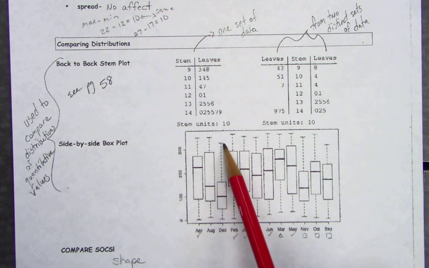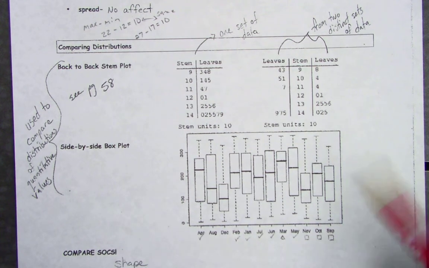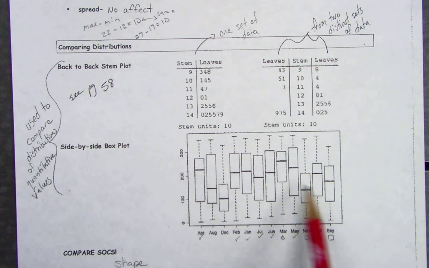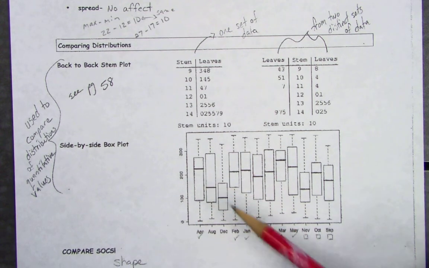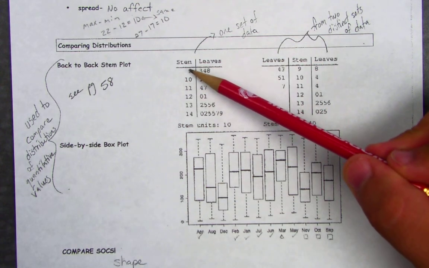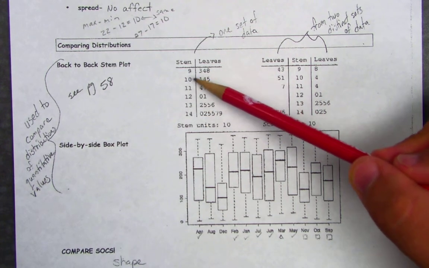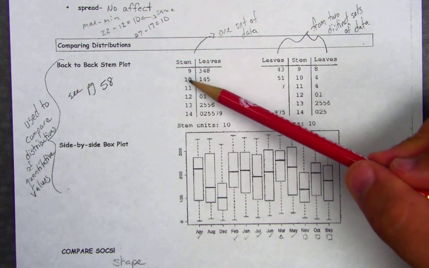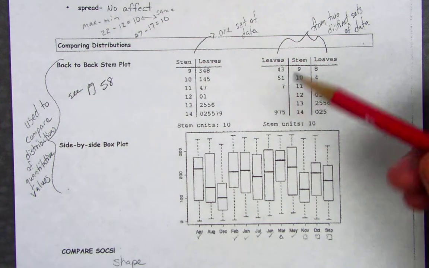This has a lower maximum than most of the rest, and this one too also has a lower minimum. So we can compare medians, interquartile ranges, which are the size of the box, minimums and maximums right on the spot. Now with back-to-back stem plots, here's what we have. Here's a regular one with stems of 9 and leaves over here. So we got 90s, and then we've got 100s, 110s, 120s, 130s, 140s.